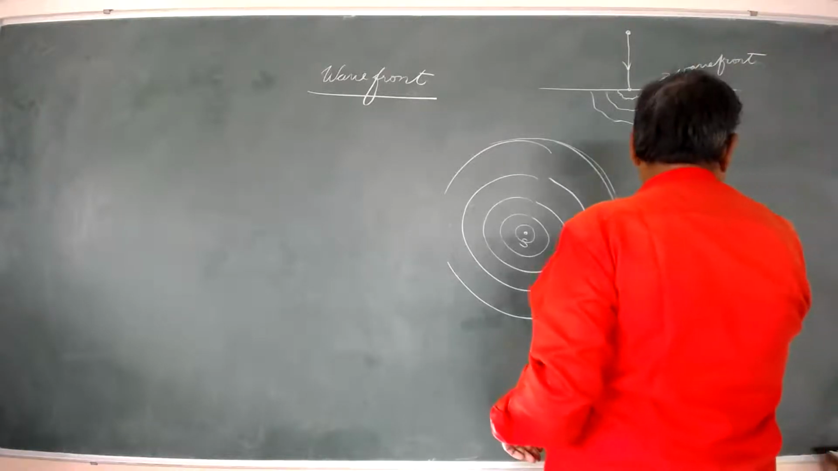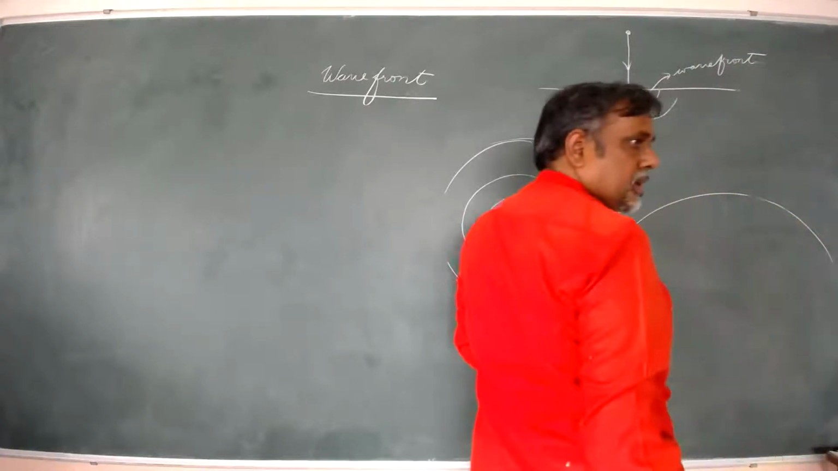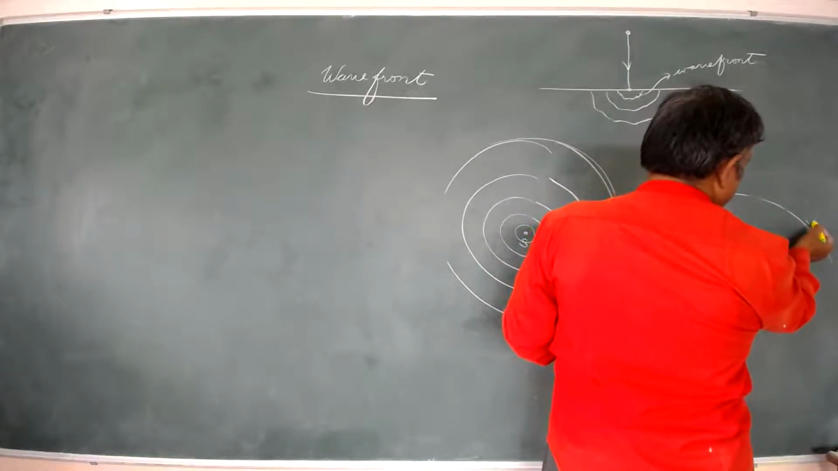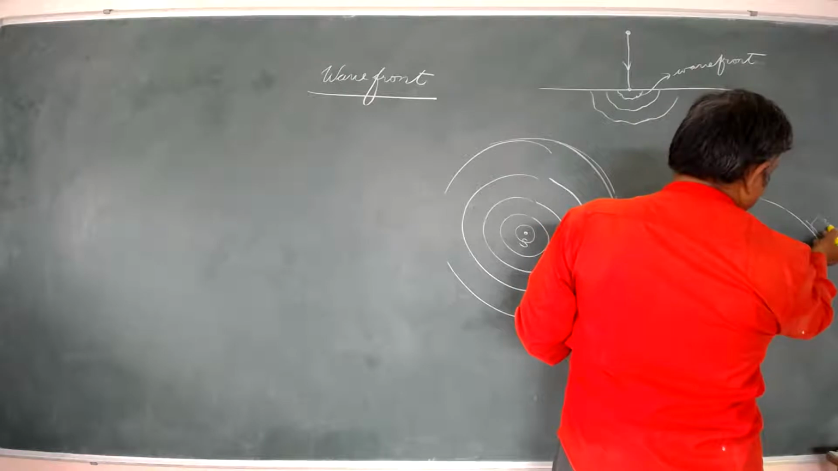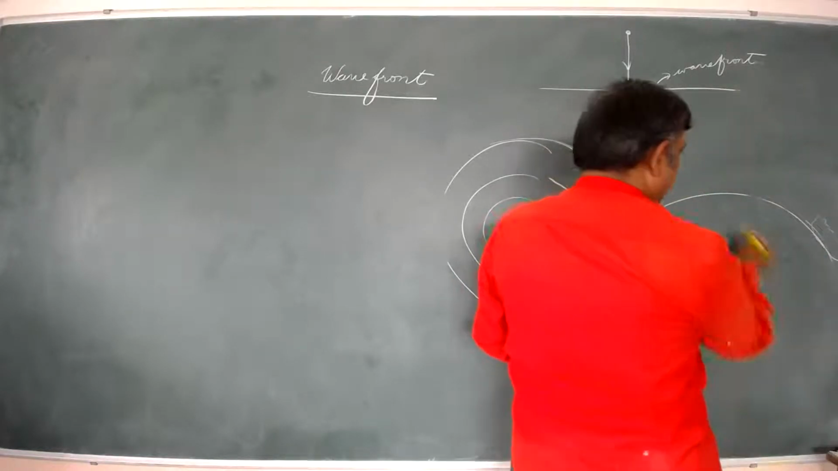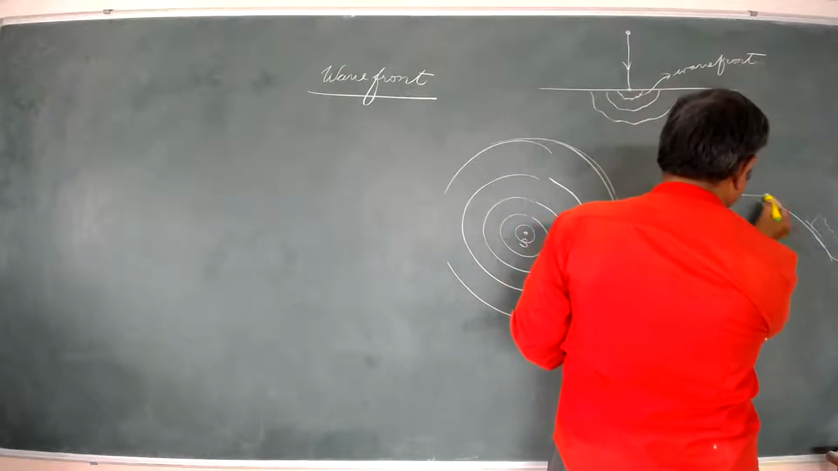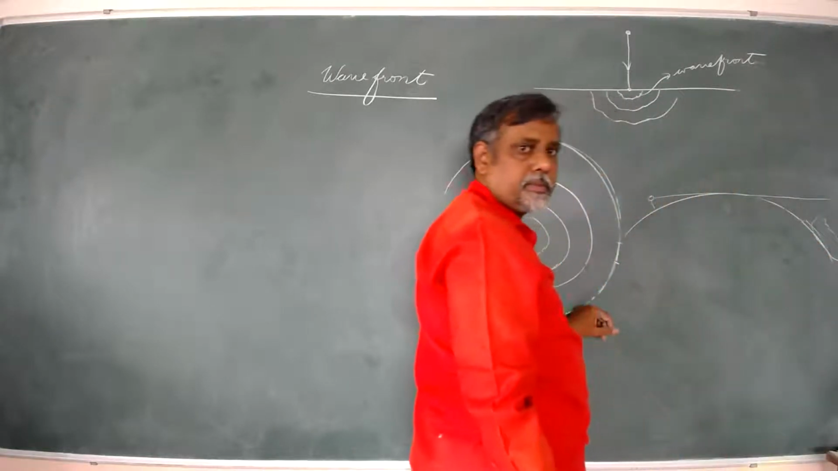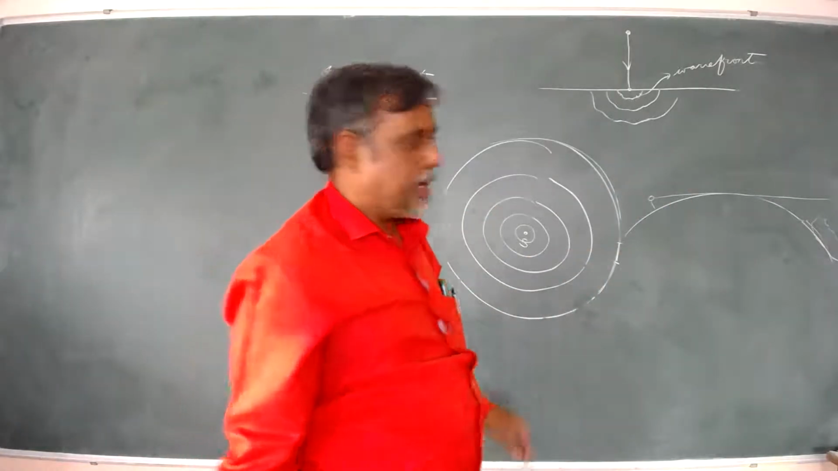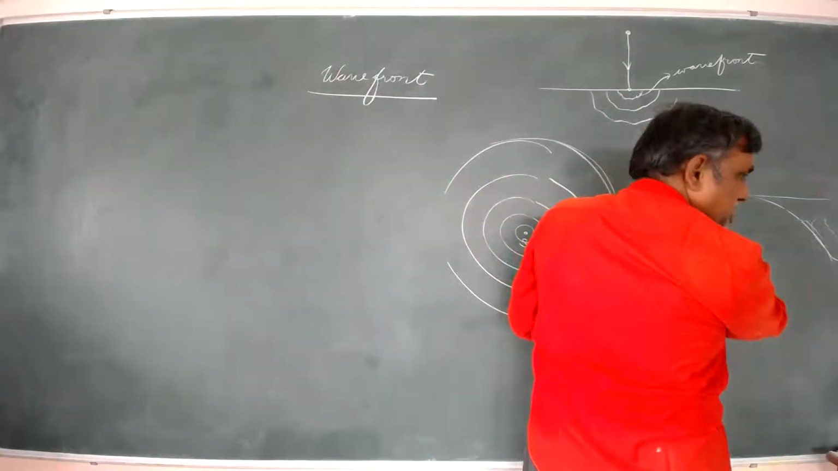Line of sight, look at this. So this is here. Ship is coming this side. So this is the ship, like this. So the observer is here. There is a line of sight. But at this moment, the ship will not be visible.